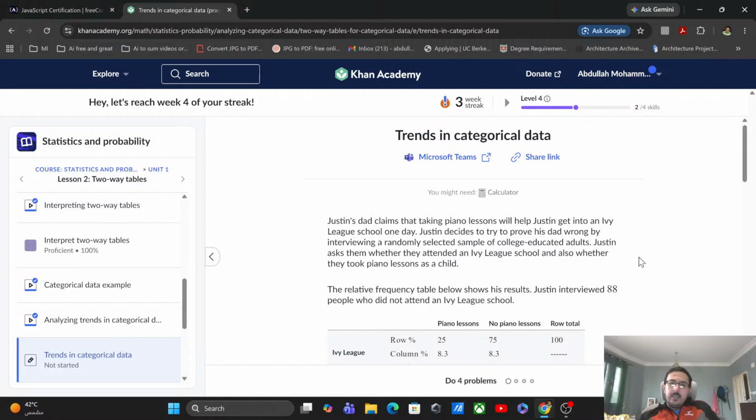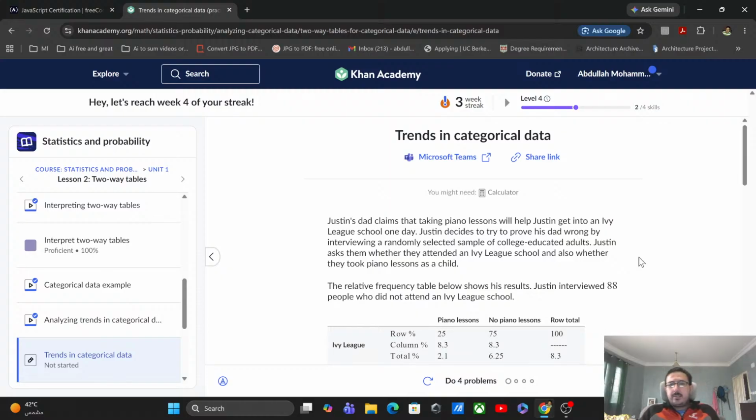Practice, let's go. Justin's dad claims that taking piano lessons will help Justin get into an Ivy League school one day. Justin decides to try to prove his dad wrong by interviewing a randomly selected sample of college-educated adults. Justin asks them whether they attended an Ivy League school and also whether they took piano lessons as a child. The relative frequency table below shows his results. Justin interviewed 88 people who did not attend an Ivy school.